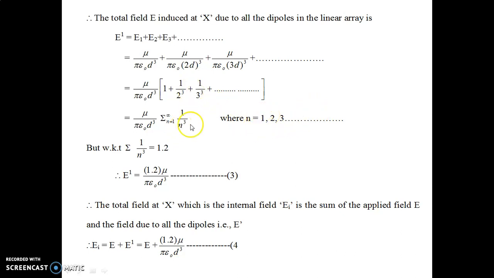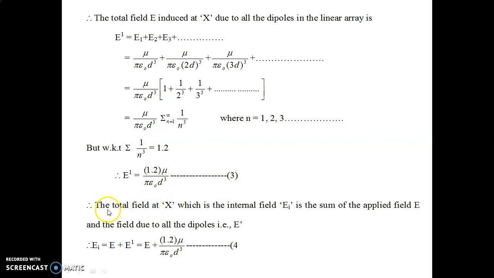You will get back the same summation, right? But we know that mathematically sigma 1 by n cube, where n is equal to 1, 2, 3, etc., is approximately equal to just 1.2 only. So now it is very easy to see the E dash value. E dash is equal to how much now? The summation is 1.2, contributing 1.2 into mu divided by pi epsilon naught into dq. That is equation 3.